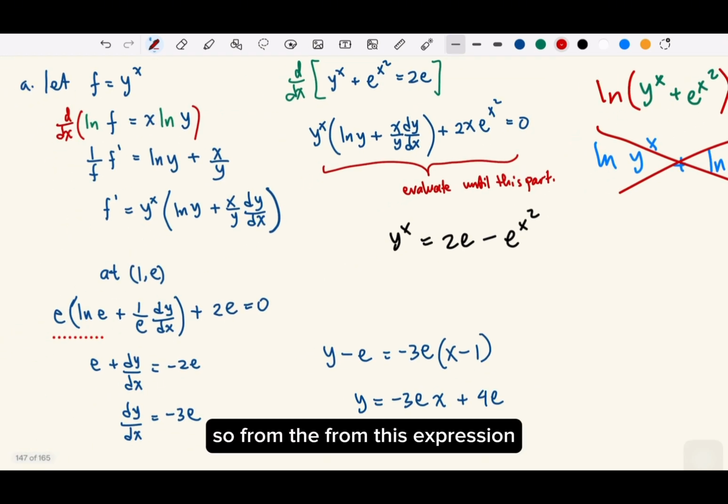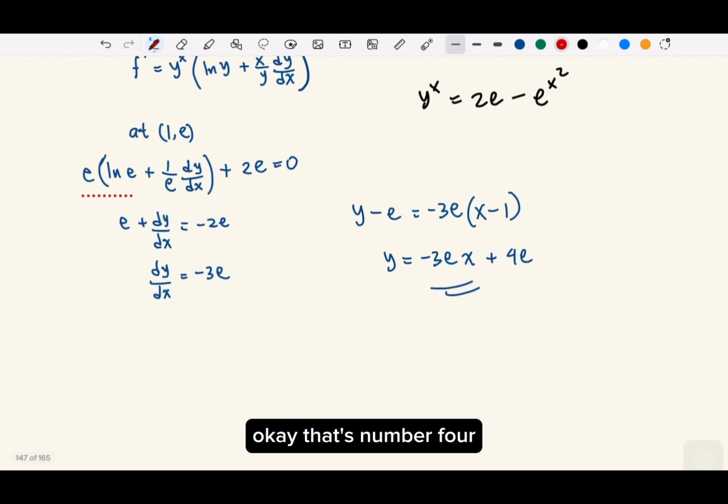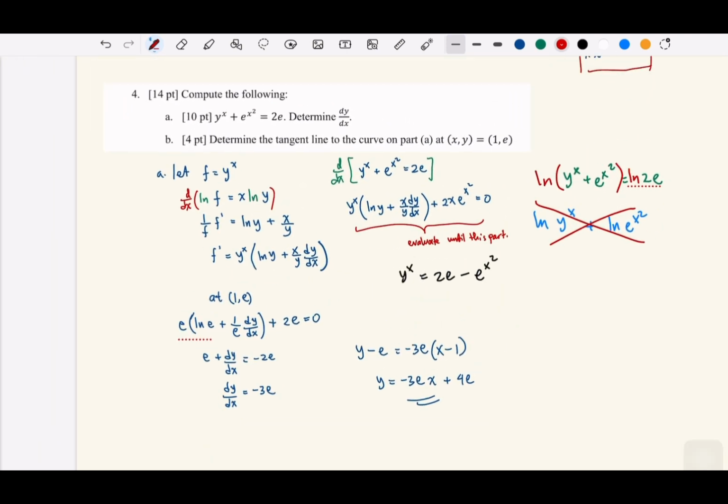So from this expression, we can put all the numbers 1 and e. We put all together, we get the negative 3e, and then this is our tangent line. Okay, that's number 4.